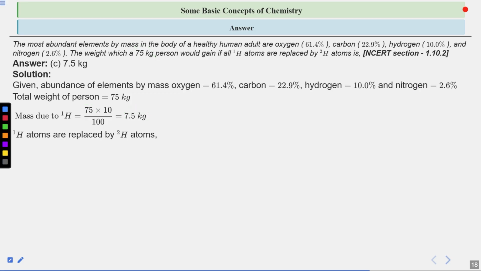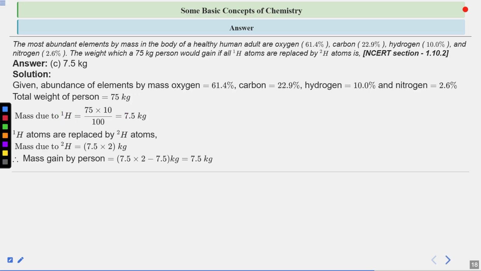Now it is being written that we are replacing each 1H atom with 2H atom. So this 1H and 2H are simply the 2 isotopes of hydrogen. Okay. The one is protium and the second one is deuterium. Now, if we replace this 7.5 kgs of H1 with H2, therefore its mass will be doubled. Since we are replacing this protium with this deuterium, therefore the contribution due to the hydrogen will be doubled.